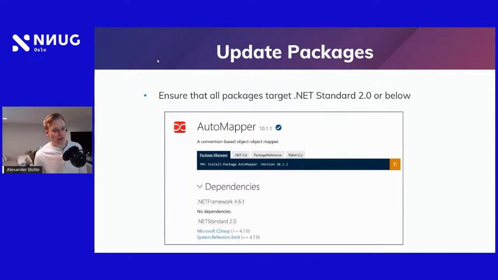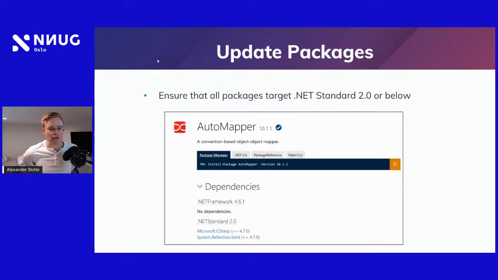They all target 4.7.2, so they're compiled for the old framework. If they're compiled for the old framework, you cannot use them in .NET Core. So what you need to do is make sure that all your packages are targeting .NET Standard 2.0 or below. If you look at something new, so this is a new picture, this is AutoMapper 10.0, you see here that in dependencies it is compiled against .NET Standard 2.0. So we can use that. That is a good one, good to go.